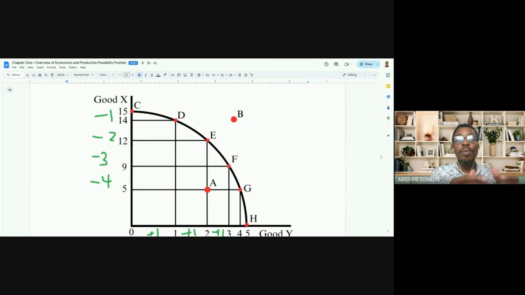So we call it the law of increasing opportunity cost, meaning that every time you want to have a unit more of something, you have to give up more of another. Okay. And also, very quickly, I would want to explain Pareto efficiency. So what does Pareto efficiency mean?